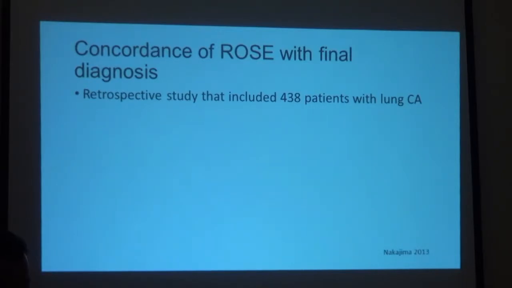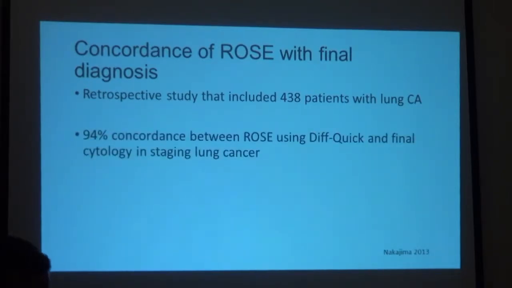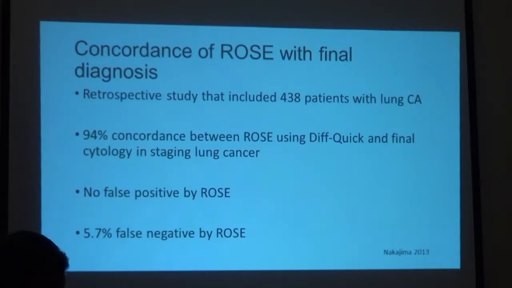So, a retrospective study that included about 400 patients with cancer, suspected or confirmed, doing staging. They used these techniques, and there was 94% concordance with the final pathology. So, if they said it's adequate, then it's adequate in 94% of the cases. A few times they missed, but there was really no false positive. They never said it's adequate and it turned out to be inadequate. But sometimes they say it's inadequate and it turns out to be adequate. So that's where they missed. And so there's a 6% false positive where they say it's inadequate and then on the cytology it's positive.